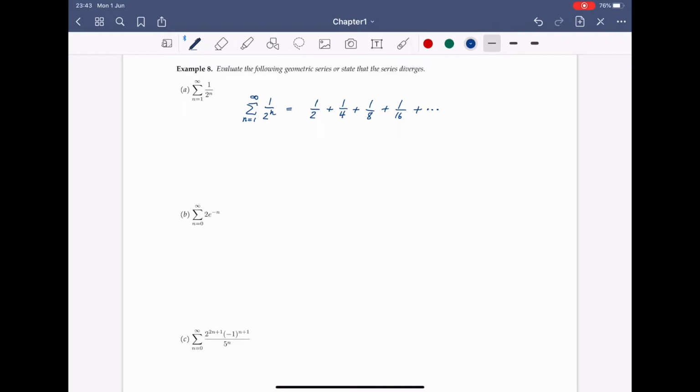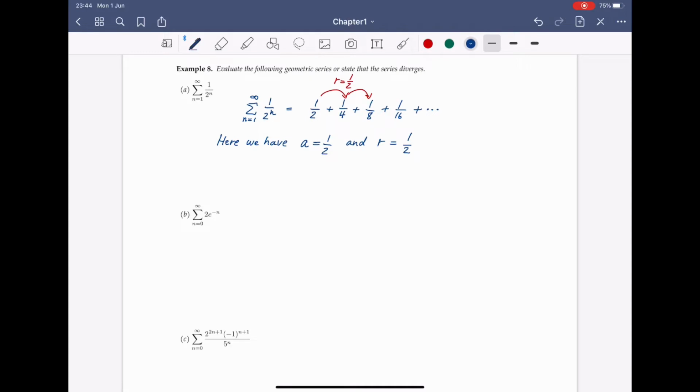And then it sums up infinite time. So this is called a geometric series. So here we have the first term a equal to 1/2, and we have the common ratio r equal to 1/2. How do I know that r equal to 1/2? Because each term, I have to multiply 1/2 to get the next term, right?